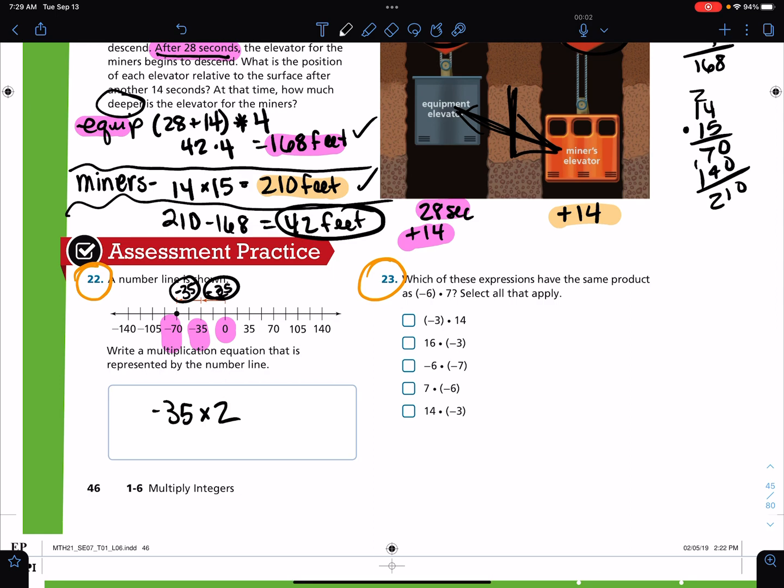Which of these expressions have the same product of negative 6 times 7? Well, let me find out what that is. That is negative 42. So negative 6 times 7, that's a no. This one would. What is 14 times 3? I'm going to bet that it's 42. Yep. So now I need to find out, this one has 1 negative, this one has 1 negative. I don't think 16 times 3. So we've got our answers. And finally, we are done.